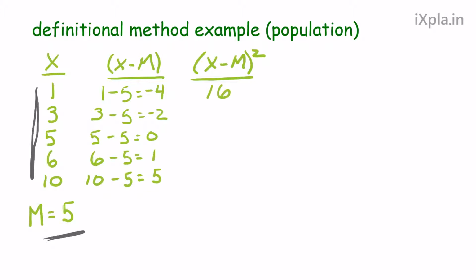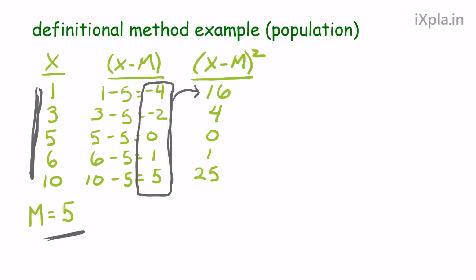The next thing we want to do is square each of those deviation scores. And that's what I'm doing here. We have 16, 4, 0, 1, and 25. Now let's just briefly review what we did. We have our raw scores over here. We found their mean. We found each score's distance from the mean, deviation scores right here. And then we squared each of those deviation scores.